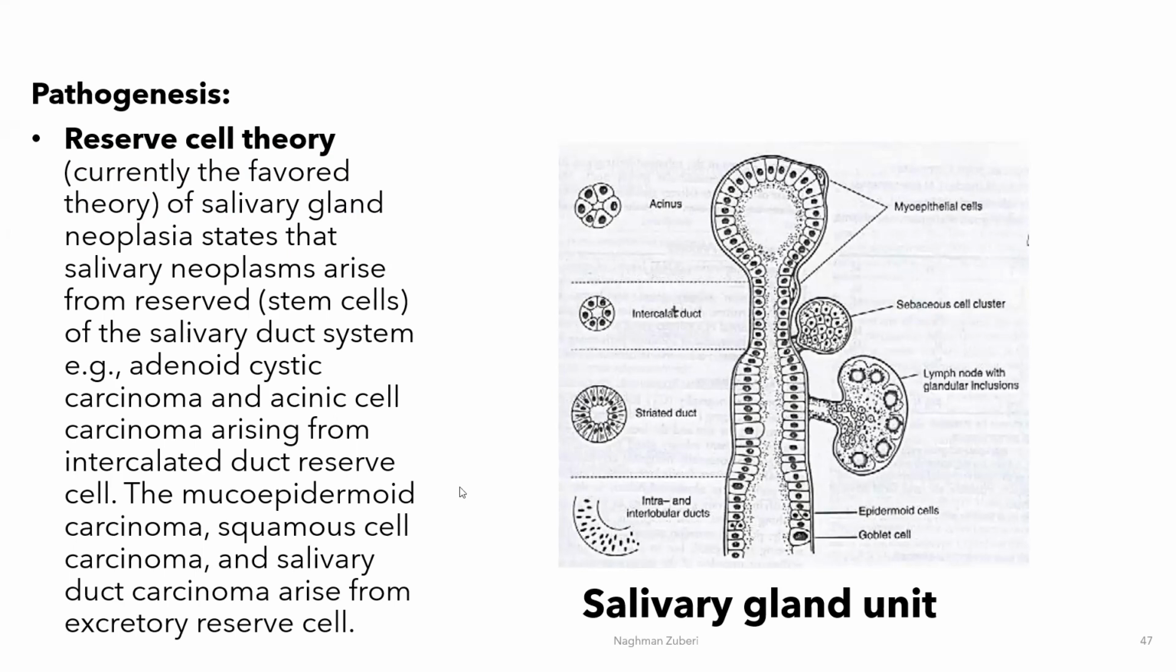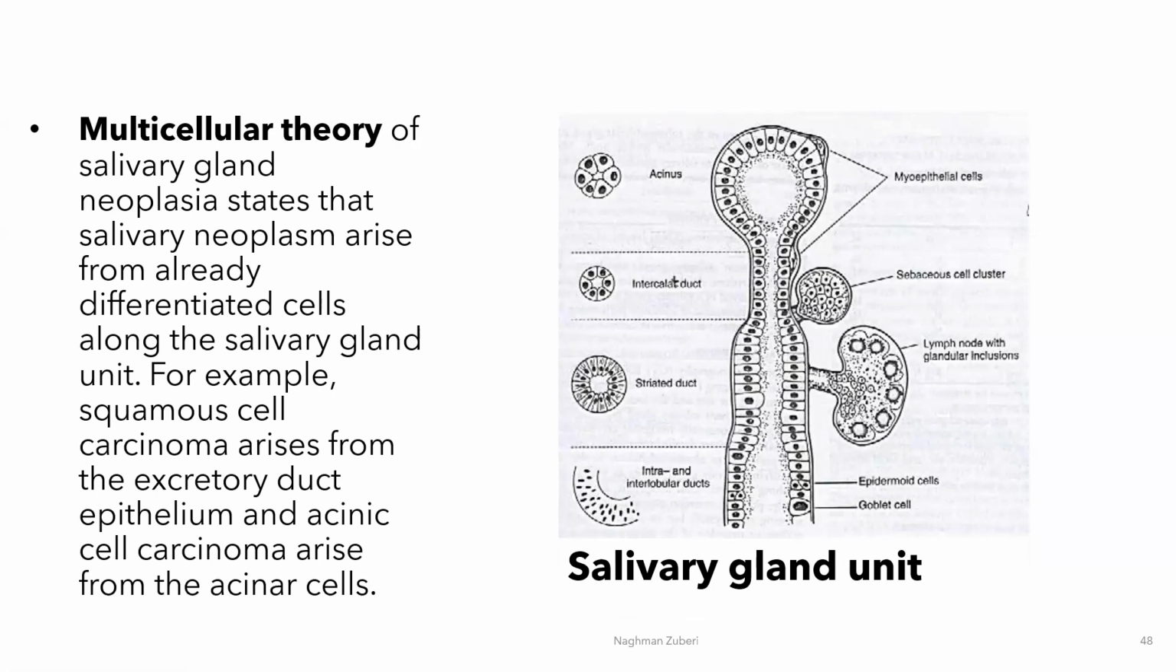Pathogenesis. Reserve cell theory. Currently, the favored theory of salivary gland neoplasia states that salivary neoplasms arise from reserve or stem cells of the salivary duct system. For example, adenoid cystic carcinoma and acinic cell carcinoma arise from the intercalated duct reserve cell. I told you that stem cells are in the intercalated duct. The mucoepidermoid carcinoma, squamous cell carcinoma, and salivary duct carcinoma arise from excretory duct reserve cell.